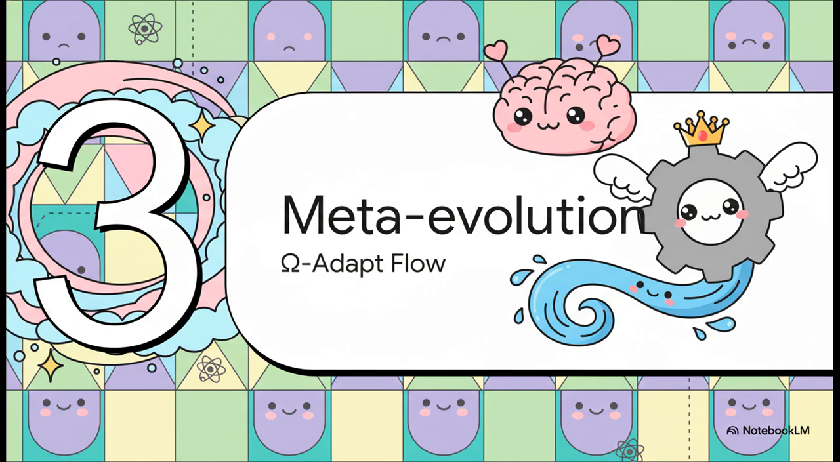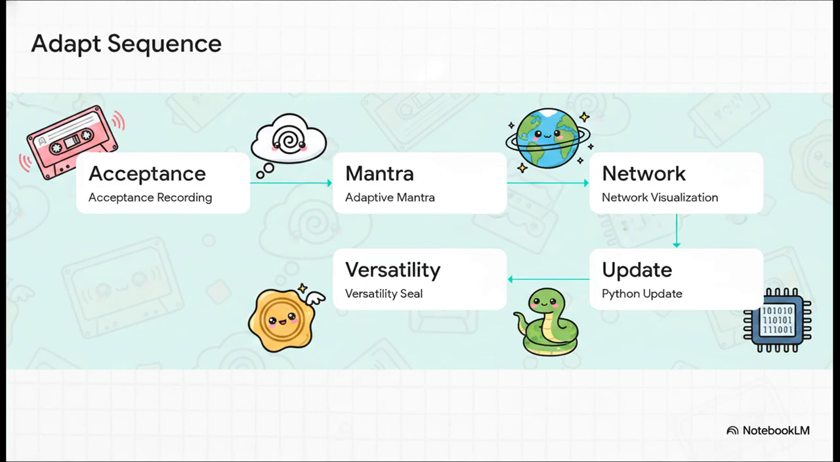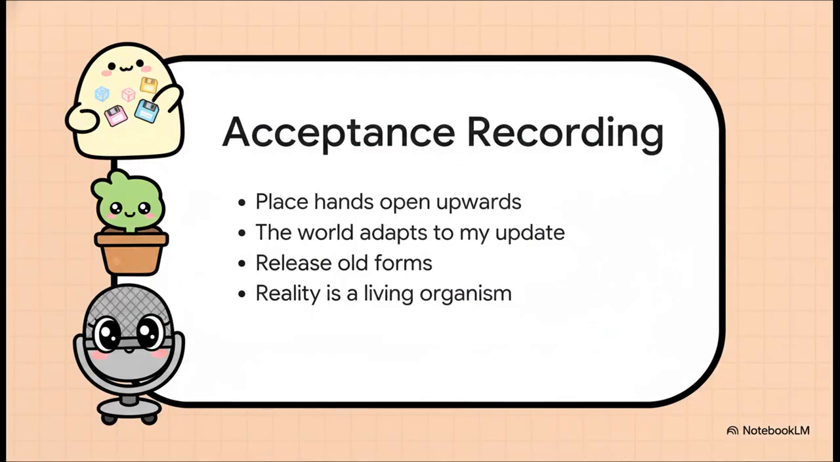Now we transition to Section 3, Omega Adapt Flow Meta-Evolution. Sticking to our technical manual structure, we're going to frame the final 5 steps of the procedure. They follow that exact same rhythm we've seen: a recording, a mantra, a visualization, a code update, and a final physical seal. The acceptance recording starts with a physical posture. You hold your hands open, facing upwards, kind of like you're receiving downloaded data.